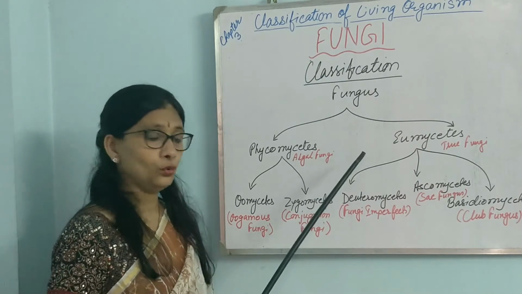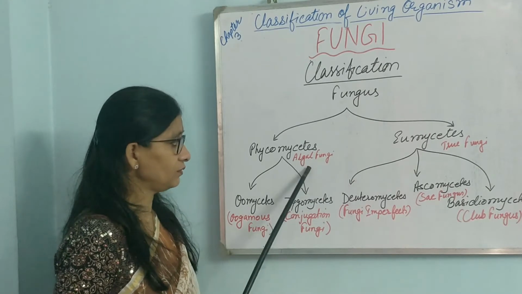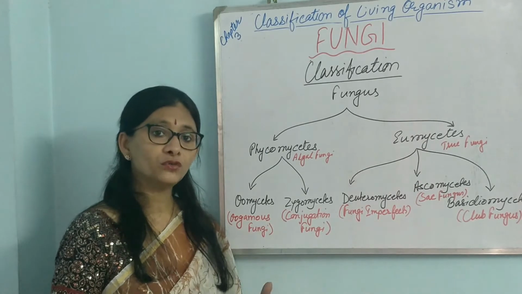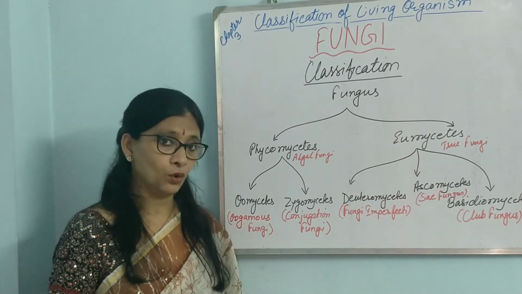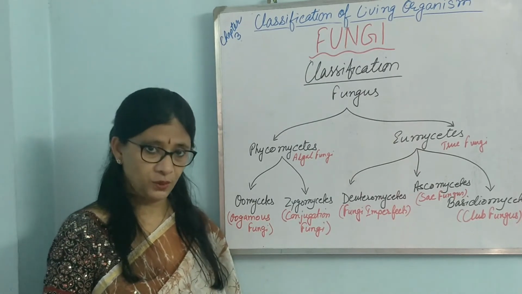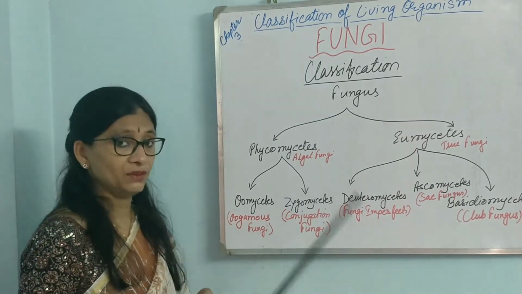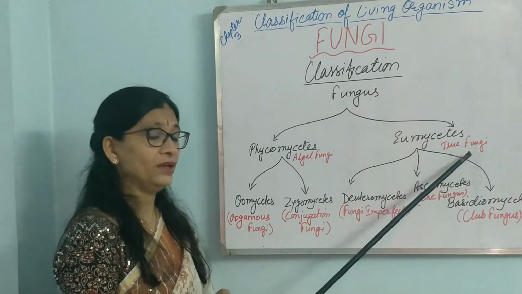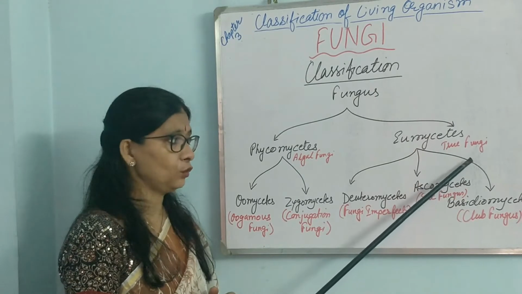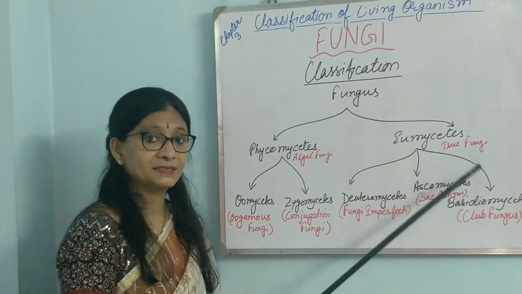Fungus is divided into two groups, Phycomycetes and Eumycetes. Phycomycetes, as the name suggests, is known as algal fungi because it has characters closer to plants, like cellulosic cell wall and sexual reproduction in oogamous and isogamous ways. These are all plant features, so it is known as algal fungi. Eumycetes is known as true fungi. All the fungal characters are present in Eumycetes. They don't have any cellulosic cell wall or any plant character. They have all fungus characters.